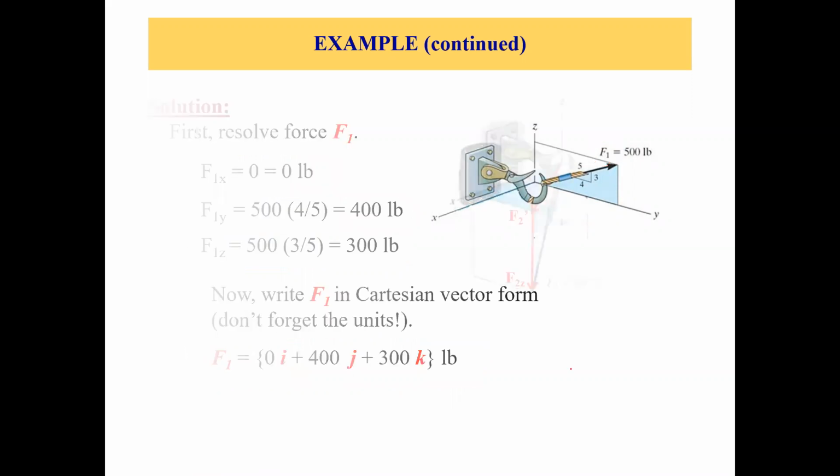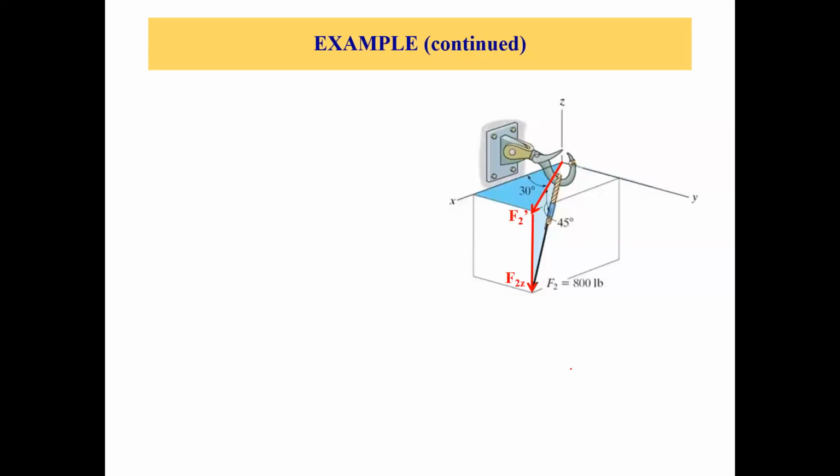Okay, let's move forward. Now, next thing is your force F2, which is 800 pounds force at some angle, right? Angles are given. So we have X, Y, and Z axis, so we need to find F2x, F2y, and F2z. Now, we cannot directly resolve this F2 into X, Y, and Z components, right? Because it's not in any axis direction, right? It's at some angle to all the 3 axes.